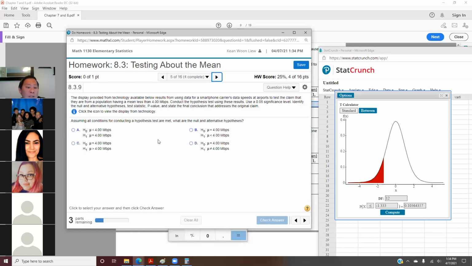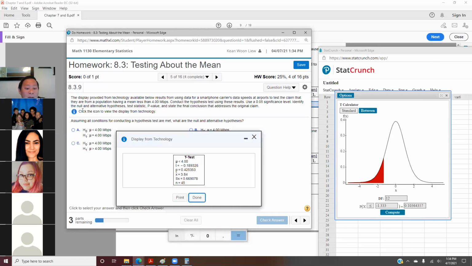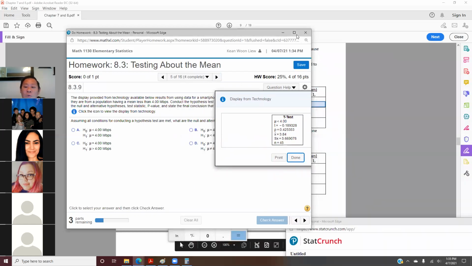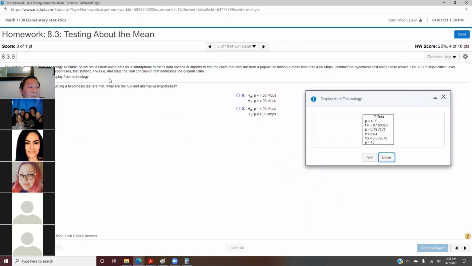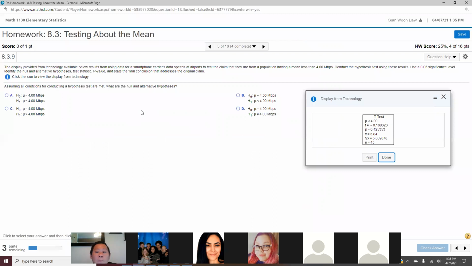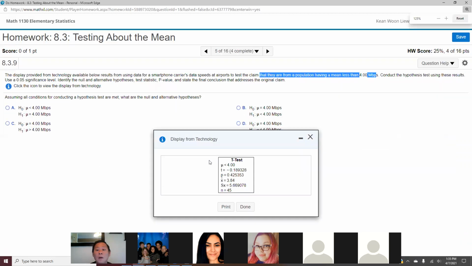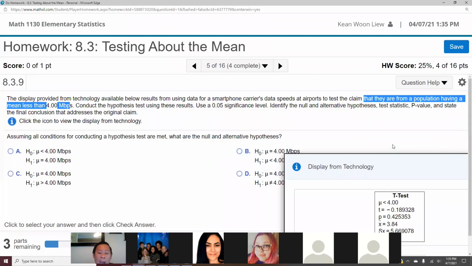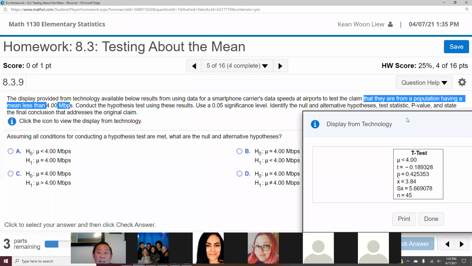This one is back to the whole hypothesis testing. The good news is if you click on here, they give you this display, so you do not need to do your StatCrunch. You just need to refer to your display here. The claim says the population has mean less than 40 miles per hour. That claim would be A, so not B. A, B, we are very tricky. B will be the right one.